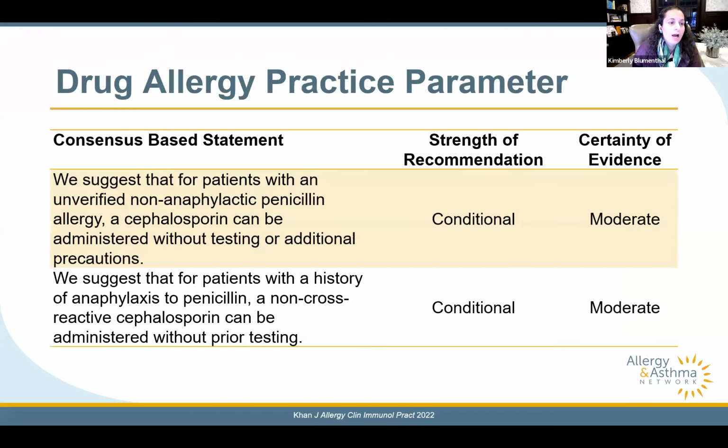Okay, so I want to move to the consensus-based statement here that is useful for thinking about cephalosporin. It says, we suggest for patients with an unverified non-anaphylactic penicillin allergy, a cephalosporin can be administered without testing or additional precautions. And the strength of the recommendation is conditional and the certainty of evidence is moderate. And then we suggest for patients with a history of anaphylaxis to penicillin, a non-cross-reactive cephalosporin can be administered without prior testing. So what does this mean for us?